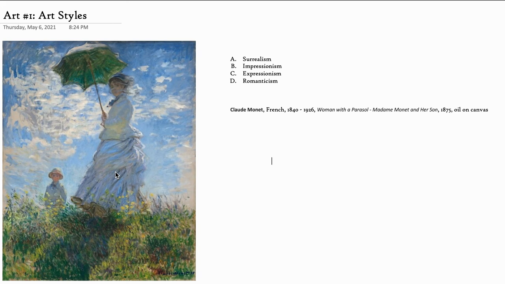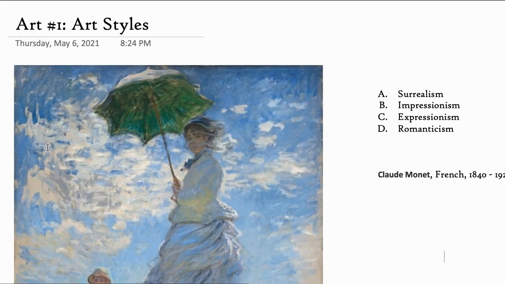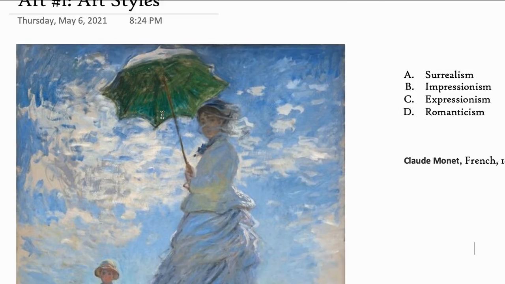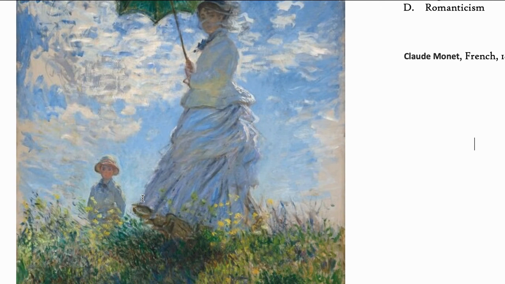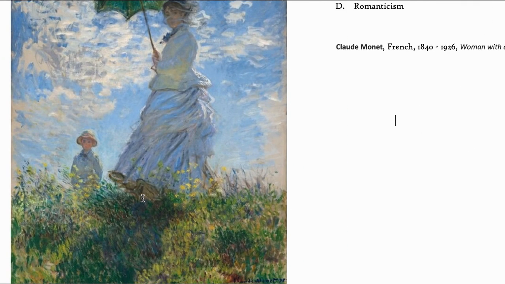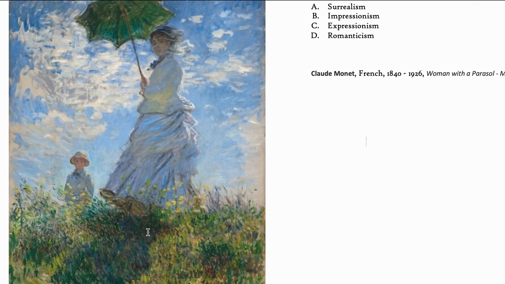So the first visible thing that we can see is the very visible brushstrokes, especially in the clouds, the parasol, her dress, and the grass. Additionally, this is also a very unusual angle. Instead of looking straight up onto the subject matter, it's more of a down below, underneath view on them, which is not a very common perspective in artwork.